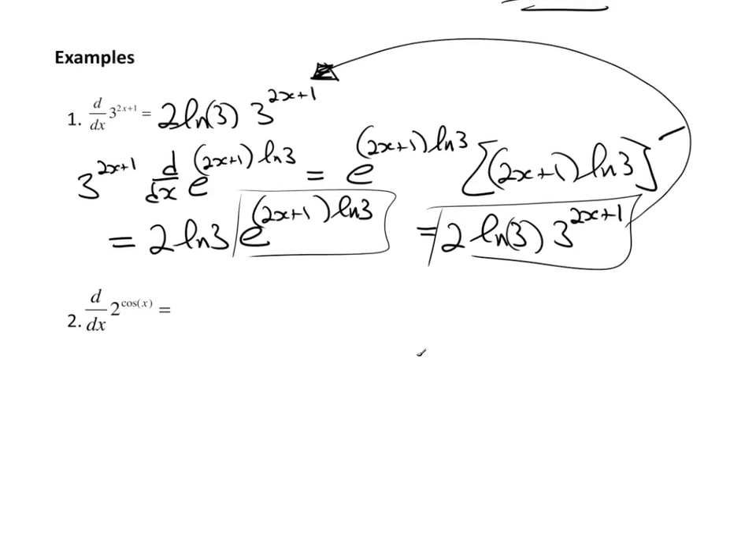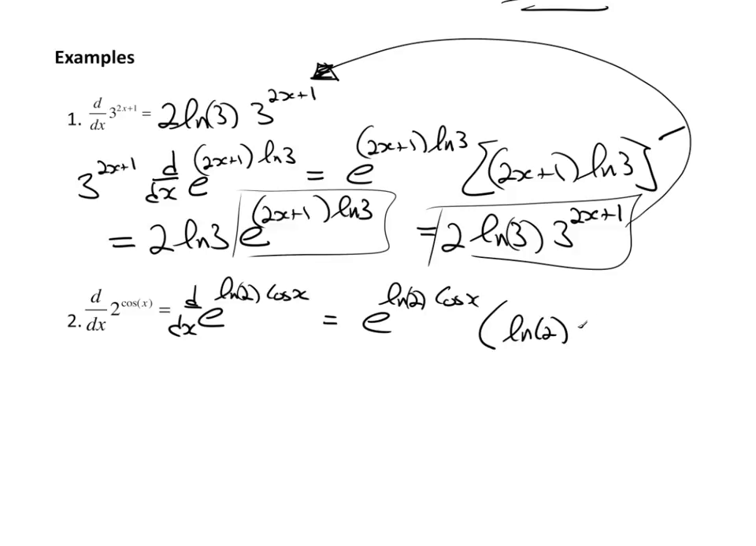Okay, another example here, I have 2 to the cosine x. I want the derivative of 2 to the cosine x. Well, again, I'm going to write that as e to the ln 2 times cosine of x. So I want the derivative of this. So that's going to be itself, e raised to the ln 2 times cosine of x, times ln 2 cosine of x prime, the derivative of this, because this is my g of x.